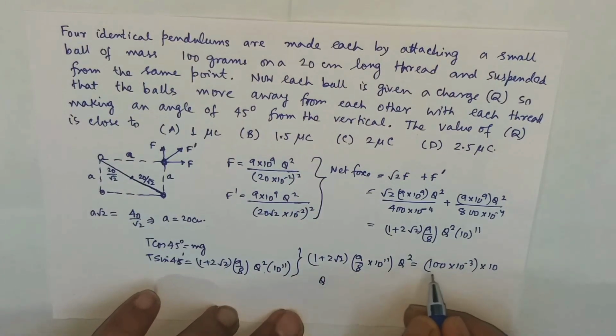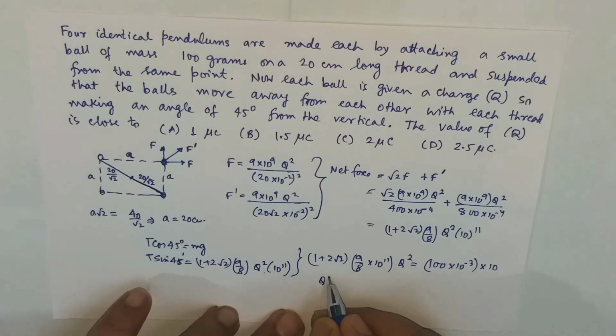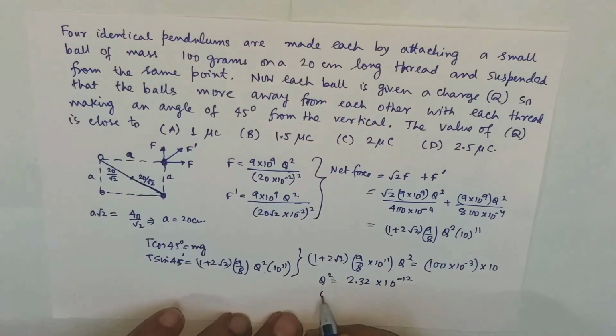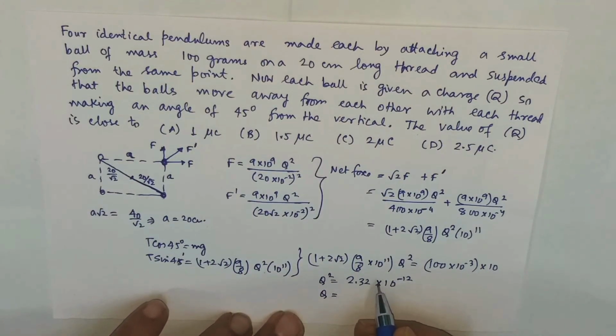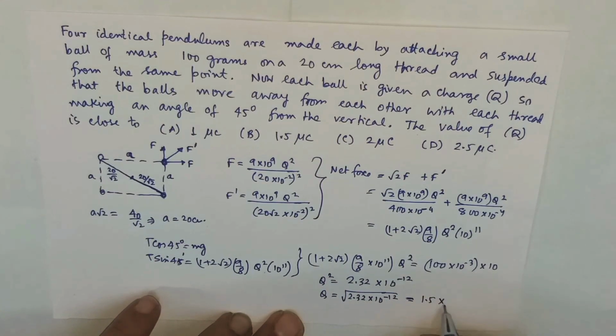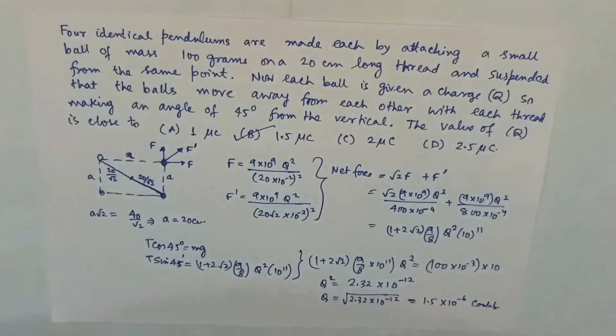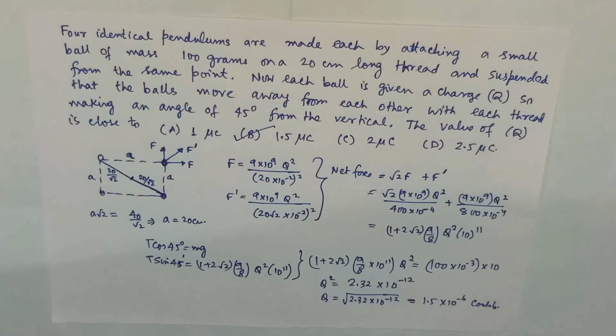If you keep all the values properly, we have q square as 2.32 into 10 to the power minus 12. I advise you to check these values. I was checking with the help of a calculator, although it will take a little time for you to calculate. So q is equal to root over 2.32 into 10 to the power minus 12. It is very nearly equal to 1.5 into 10 to the power minus 6 coulomb, and therefore it is 1.5 microcoulomb. You can approximately calculate and come very near the answer also as per your intuition during the calculation.